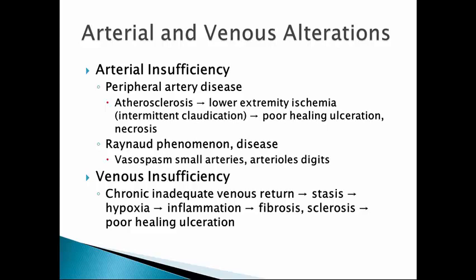Raynaud phenomenon is actually a vasospasm of the small arteries, arterioles in the digits. Basically what happens with this is an imbalance between vasodilation and vasoconstriction. This is more common in autoimmune disorders. So we'll see this in rheumatic disorders. You may see this in sarcoid disorders. You may also see this in lupus. But what happens in a Raynaud phenomenon is you have vasospasm.